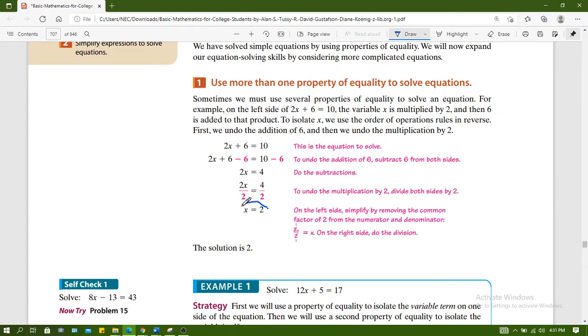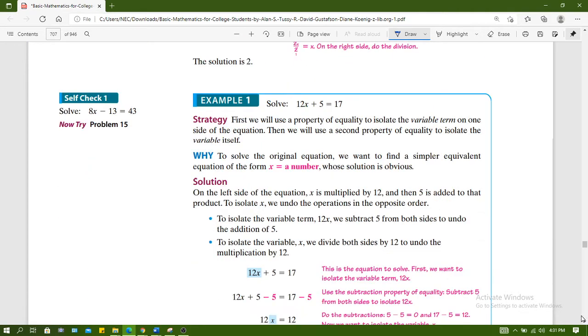Now, we have 2 as the solution. So, the solution of the equation 2x plus 6 equals 10 is 2. We will not check that. We will continue with example number 1.